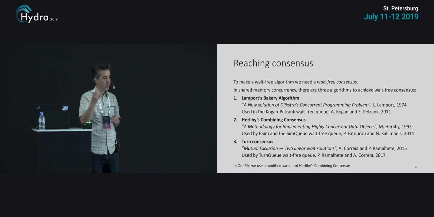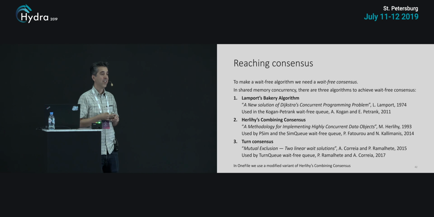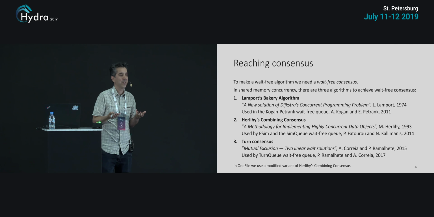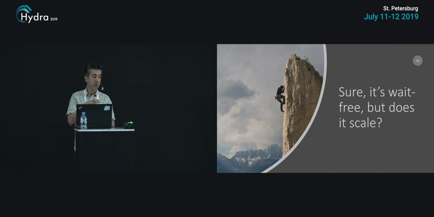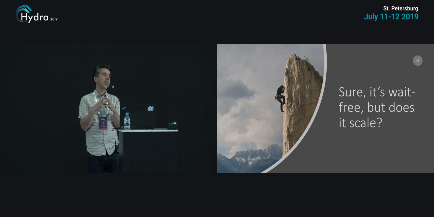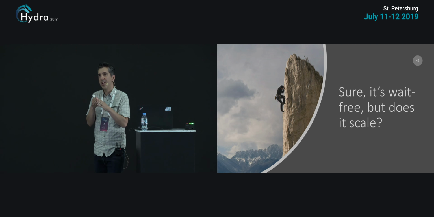In one file, we used the combining consensus. And in case you're wondering why we used that if we have our own, the answer is because the combining consensus is the fastest, and we wanted to use the fastest. And also, it is the only one that can aggregate multiple operations in a single step and execute them all, while the other 2 consensus cannot do this. The other 2 consensus just decide which thread goes next.